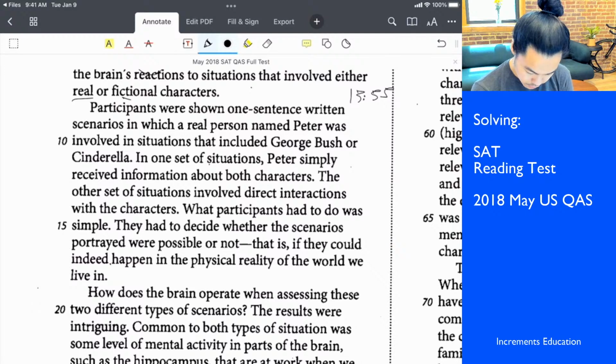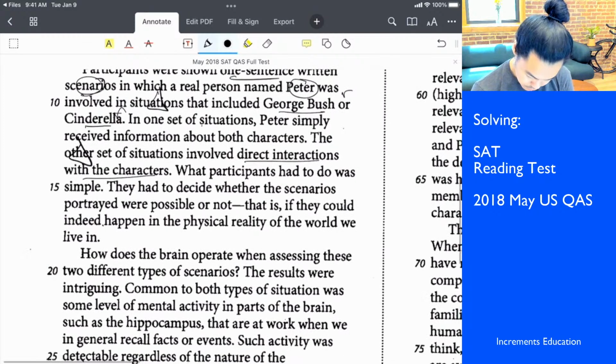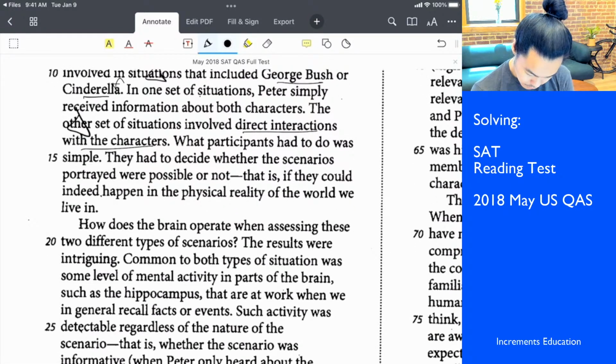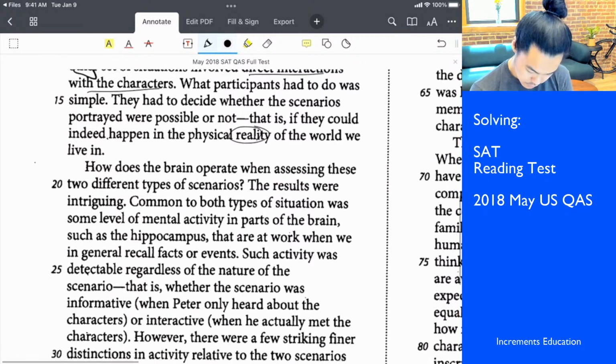One sentence scenarios, one's flash fiction. A real person named Peter was involved in situations that included George Bush or Cinderella. Okay, so this is the real, this is the fictional. Interactions with the characters. Okay, there's two sets of situations. They have to decide whether they were possible or not. Could it happen? Could it be real or not? How does the brain operate?